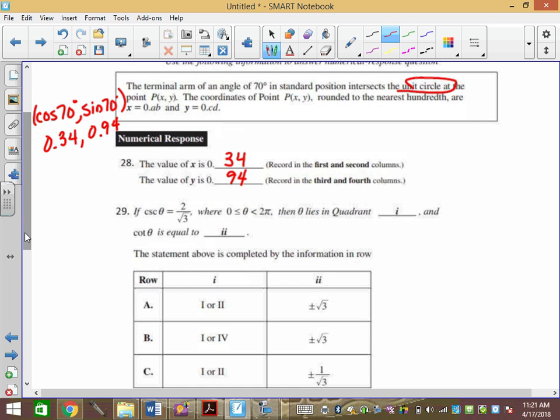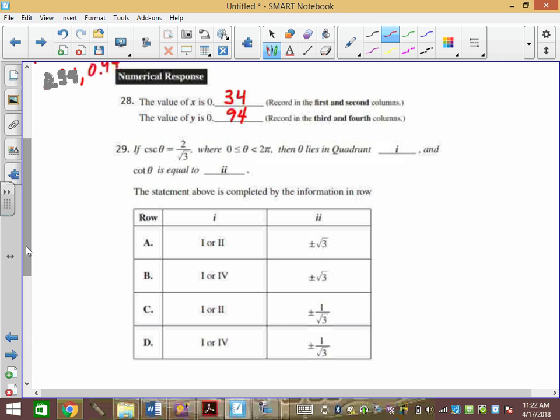Okay, if cosecant theta equals 2 over root 3, where 0 is less than or equal to theta, then theta lies in quadrant what? It's sine positive, so it's quadrant 4, right? Because sine is positive in quadrants 2 and 1, so B and D are out, even if we have no clue what we're doing.